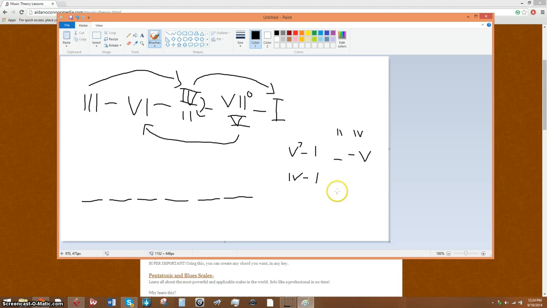Then we have deceptive cadences, which are 5 to 6. These are pretty cool, and they're called deceptive cadences because, they might not consciously know it, but in their head, whenever someone hears a 5 chord, they are expecting a 1 chord after that. It's just common. Whenever you hear the 5 chord near the end of a song, you're going to expect it to go to a 1.